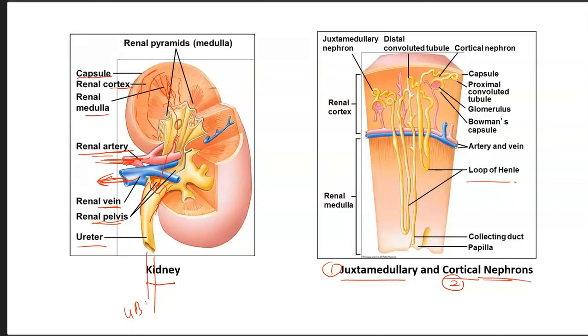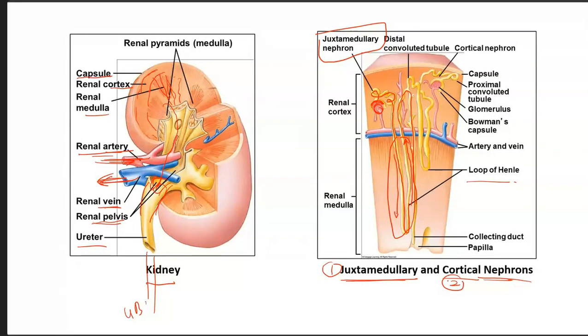If you look at the juxtamedullary nephrons, here is the glomerulus of the nephron, and then into the proximal tubule, and then from the proximal tubule into the loop of Henle. The loop of Henle, going down you have the descending limb, going up you have the ascending limb of the loop of Henle. And then into the distal tubule and into the collecting ducts. So the juxtamedullary nephron has a longer loop of Henle.